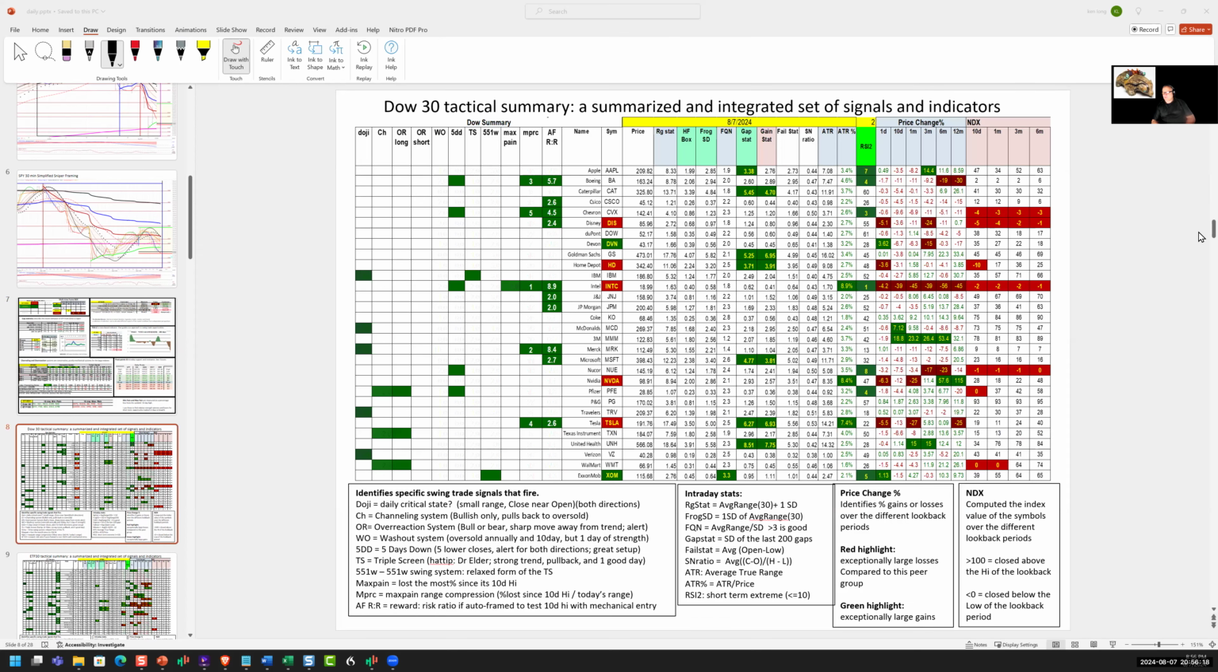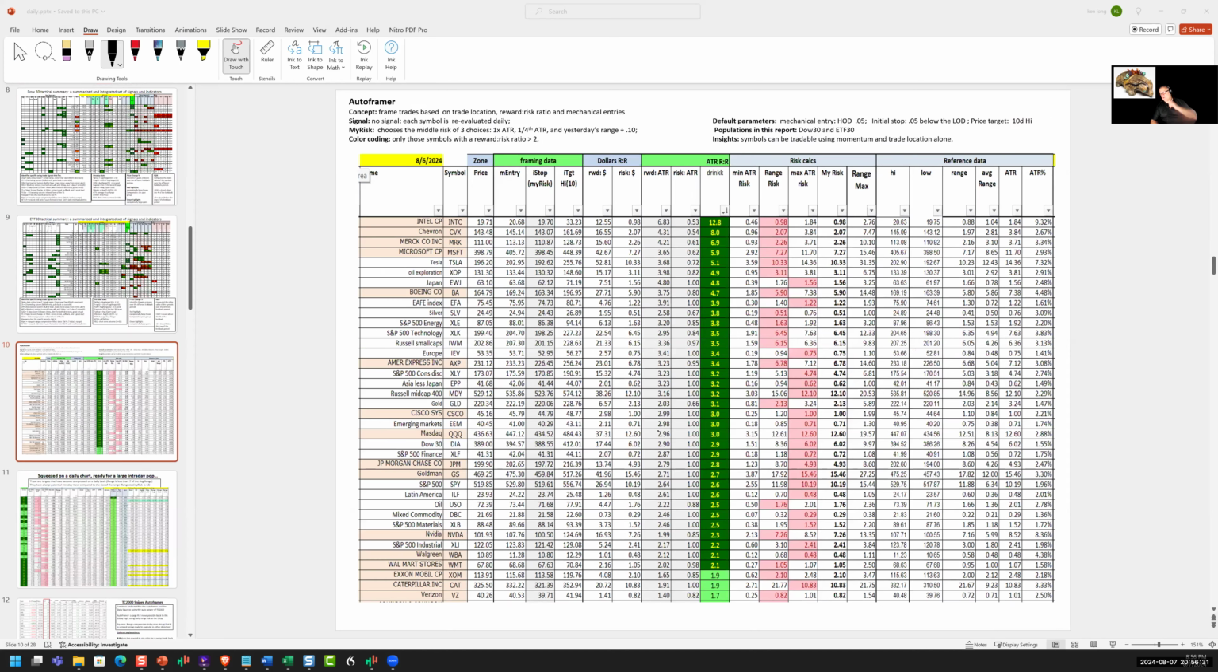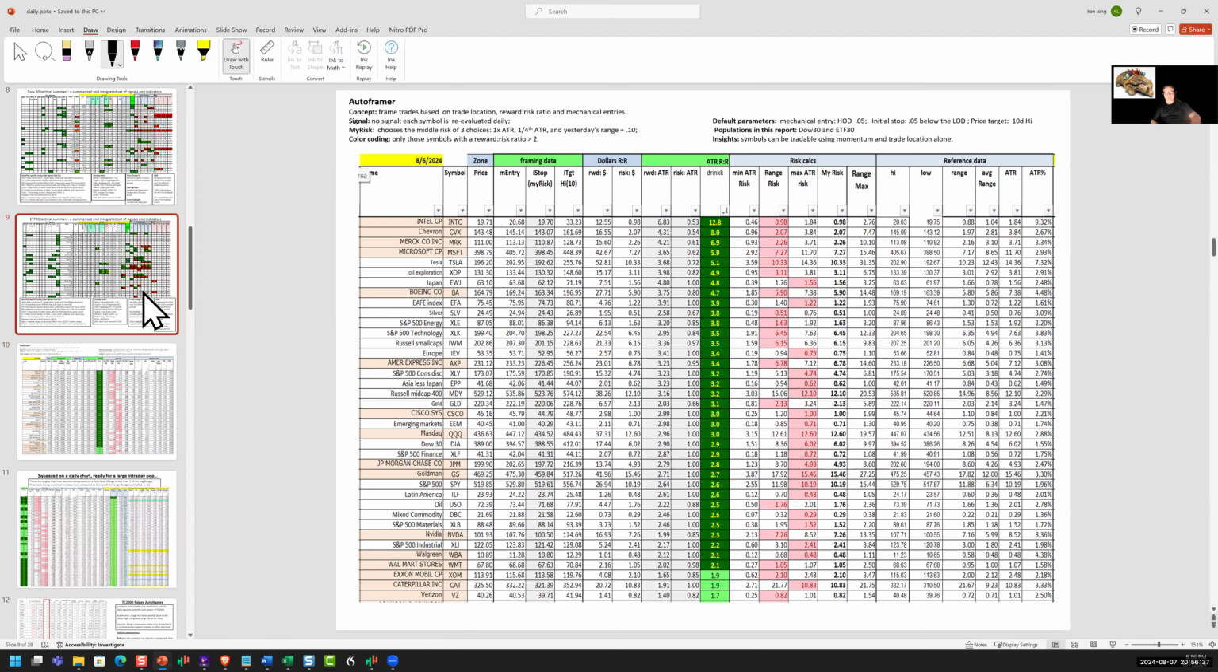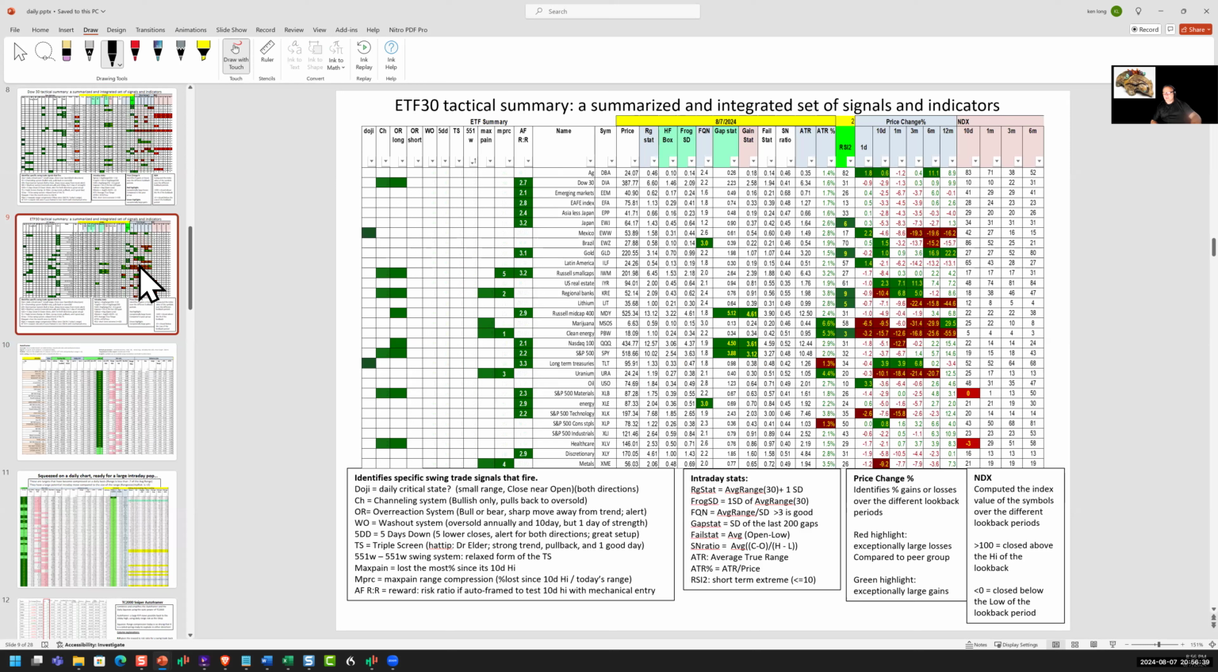In the Dow, everything was getting crushed. Half of them are better than 2-to-1 on the auto framer. You've got multiple 5DDs to choose from. Auto framer showing plenty of opportunities there. Oh, I skipped over the ETFs, excuse me. Yeah, the ETFs are all mostly in the auto framer condition as well.